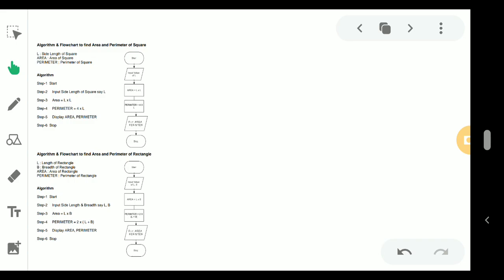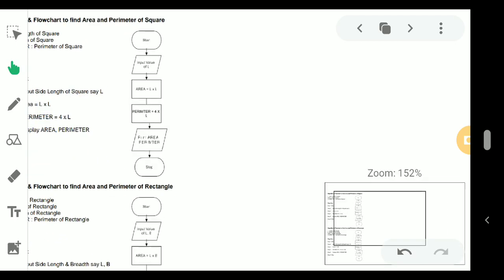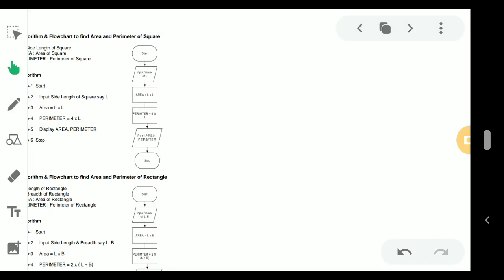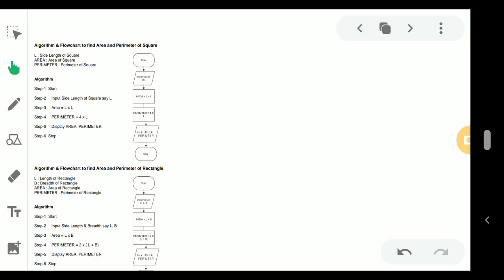I hope you all know the formula for the perimeter and the area. In a single flowchart we will do both formulas. For doing this we are considering a few notations. Capital L I am declaring as the side length of a square.